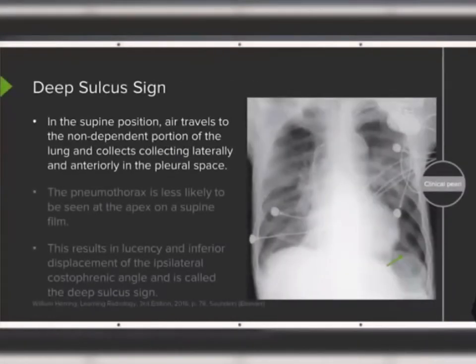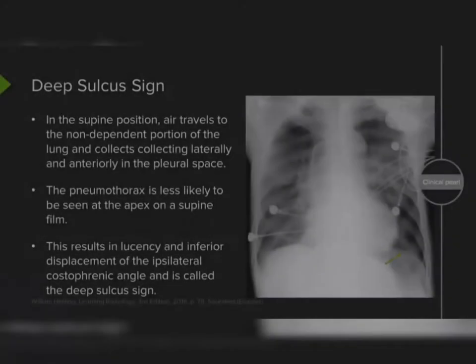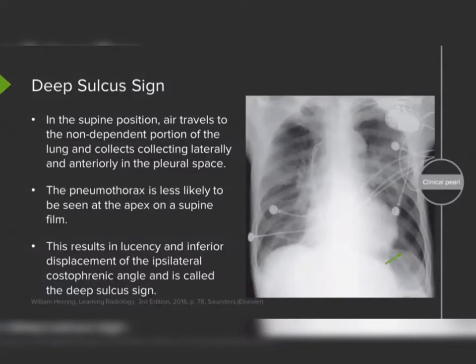In the supine position, air actually travels to the non-dependent portion of the lung and collects laterally and anteriorly in the pleural space. The pneumothorax is less likely to be seen at the apex on a supine film because, again, air is gravity dependent. So this results in what's called the deep sulcus sign, which is a lucency inferiorly, which displaces the ipsilateral costophrenic angle. And you can see that here on the left with a large lucency in the left lower costophrenic angle.